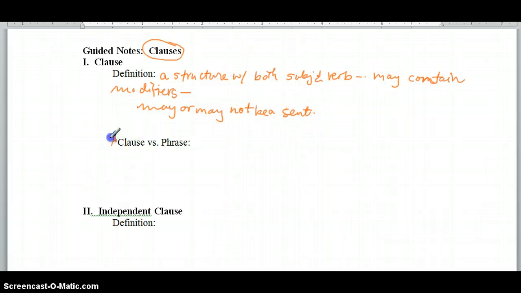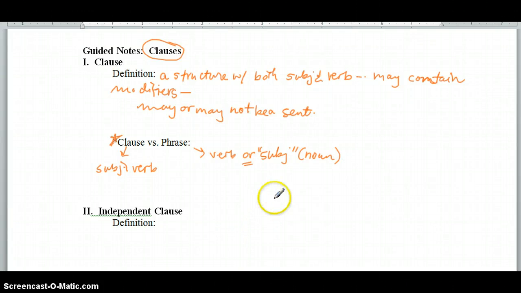Now, the biggest thing to remember is the difference between a clause and a phrase. Now, a clause is a subject and its verb. A phrase is going to be a verb or a subject. And I'm going to use the word subject loosely because remember that would be in the case of like an appositive or a prep phrase where there's a noun but no verb. So we're really kind of using that structure loosely. So let's go on to talk about the different types of clauses.